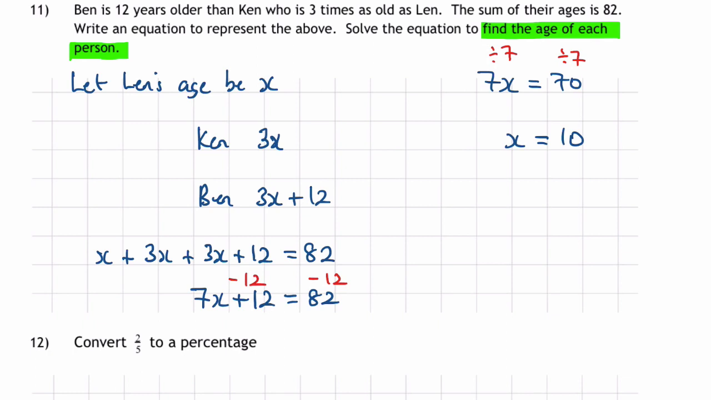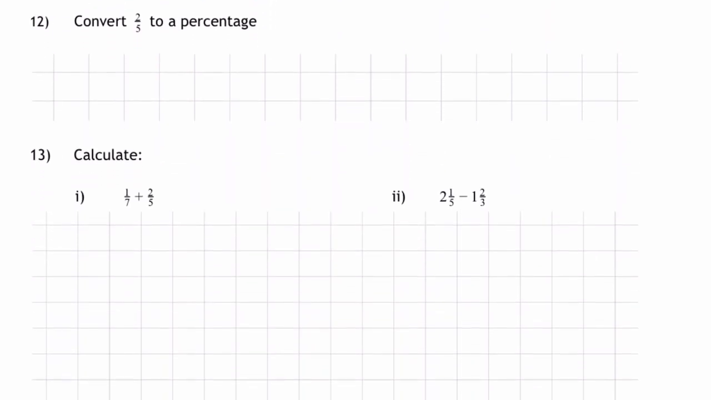So we now need to substitute x equals 10 into Len, Ken and Ben's ages. Well, obviously Len is just 10 years old. Ken is 3 multiplied by 10, which is 30, and Ben is 30 plus the 12, which is 42. Now you should finish with a sentence for each of those, so remember to do that. I'm not going to bother, I'm going to move on to the next question.